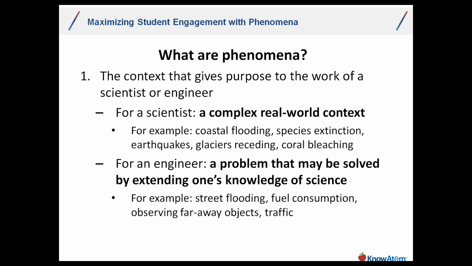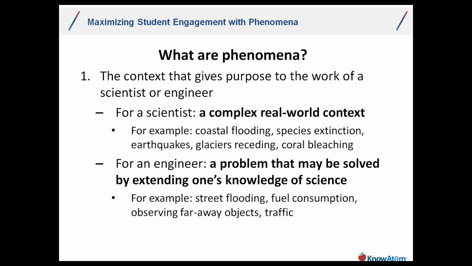So looking at something like coastal flooding, scientists are obviously going to be engaged in trying to understand why coastal flooding occurs, but an engineer's interest in that scenario would be trying to figure out how they can use their knowledge of science to actually solve the issue of the water coming inland and perhaps flooding homes or businesses and roads. So some people think of it as more practical, and I don't think the best definition is practicality. What it really is, it's solving a problem.